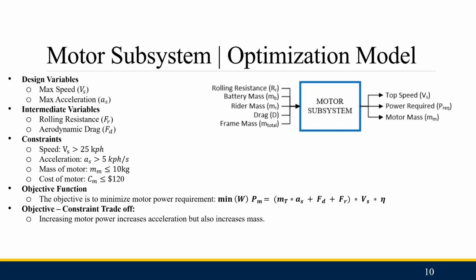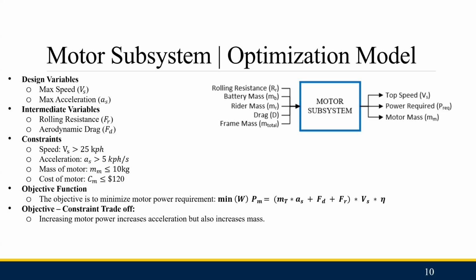For the motor subsystem, we had two design variables, which were system max speed and system acceleration. Some of the constraints we included were that our max speed should be over 25 kilometers per hour. The acceleration should be over 5 kilometers per hour per second. But the mass of the motor should be less than or equal to 10 kilograms, and the overall cost of the motor should be less than or equal to $120.